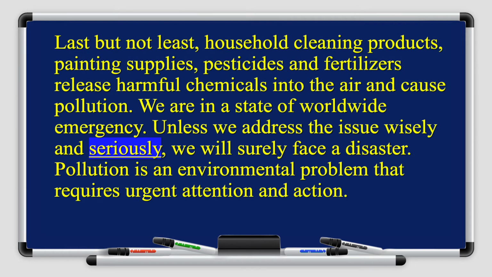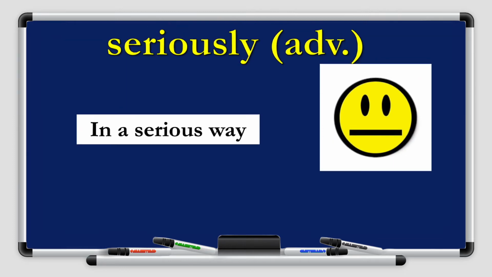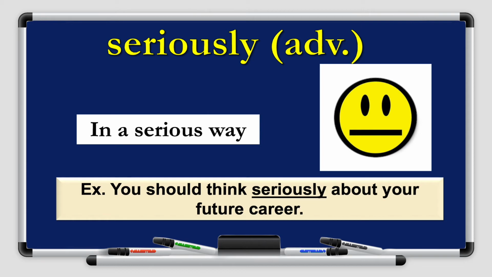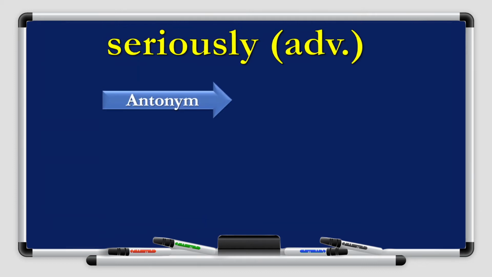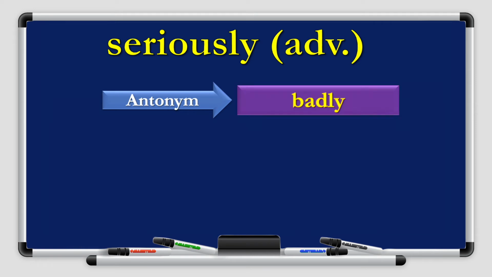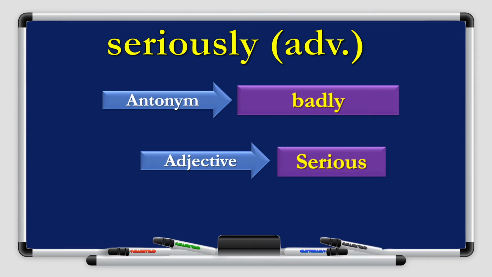Another word in this paragraph is the word seriously. Unless we address the issue wisely and seriously. It is an adverb, which means, as you can see in the picture on the slide, in a very serious way. For example, you should think seriously about your future career. Of course, you should seriously think about your future and what you will study and what you will do in the future. An antonym for the word seriously is badly. And the adjective of this word also is serious.